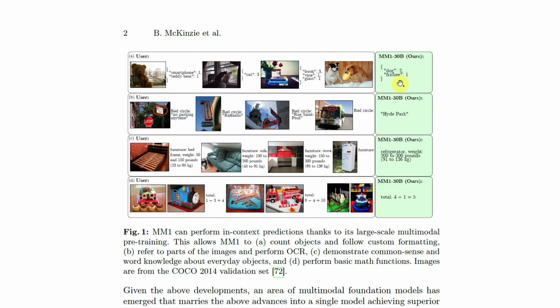Red circle, no parking anytime. So showing that it only looks at what is there in the red circle. Red circle, Raffaello. Red circle, Rue St. Paul. So what is in the red circle? Hyde Park.